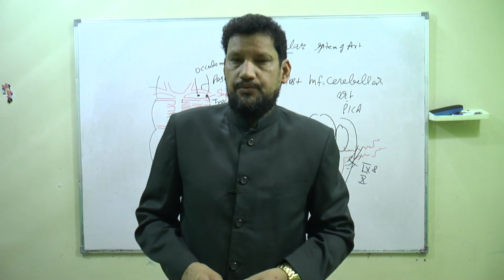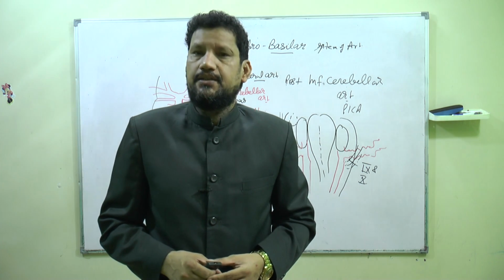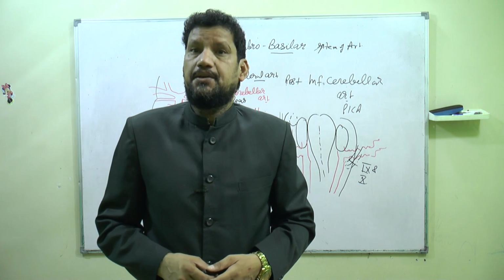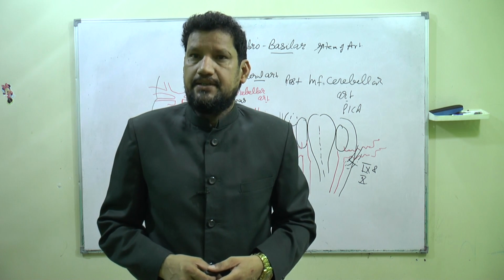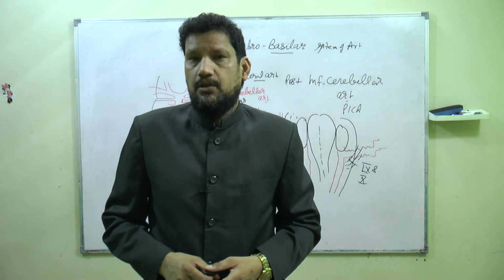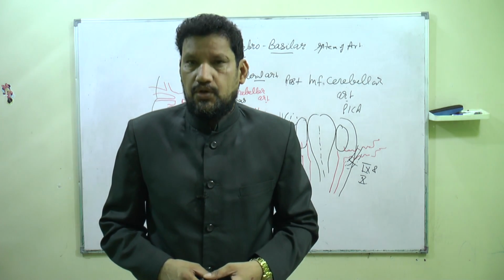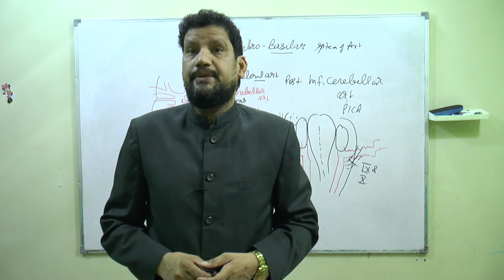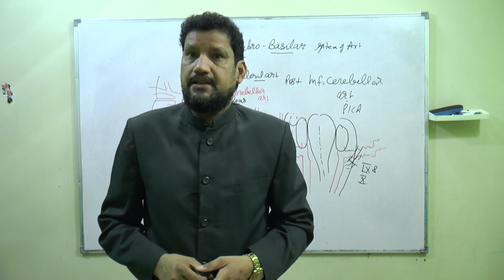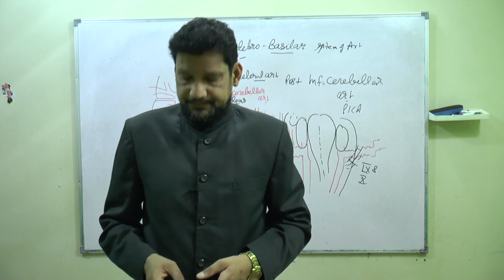So up to now we have seen the anterior cerebral artery, the middle cerebral artery, the AICA, anterior inferior cerebellar artery, PICA, posterior inferior cerebellar artery, and superior cerebellar artery. Now finally we will see a large artery, a big branch of the basilar artery, and also the termination of the basilar artery in the form of the posterior cerebral artery.